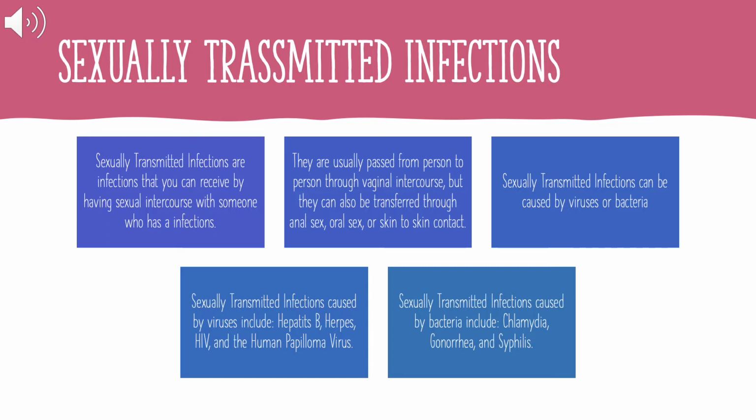They are usually passed from person to person through vaginal intercourse, but they can also be transferred through anal sex, oral sex, or skin to skin contact. Sexually transmitted infections can be caused by viruses or bacteria. Those caused by viruses include hepatitis B, herpes, HIV, and the human papillomavirus. Those caused by bacteria include chlamydia, gonorrhea, and syphilis.